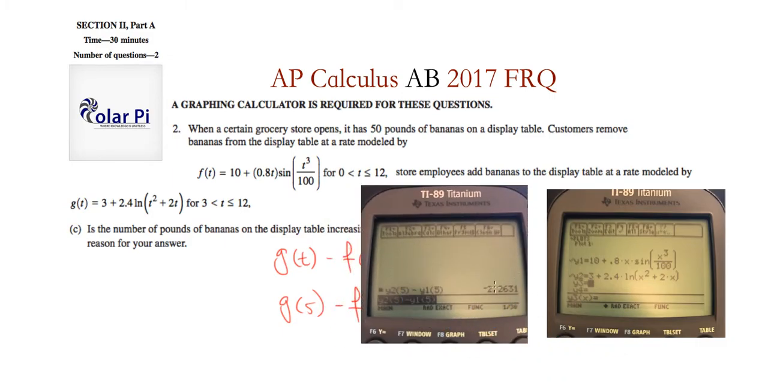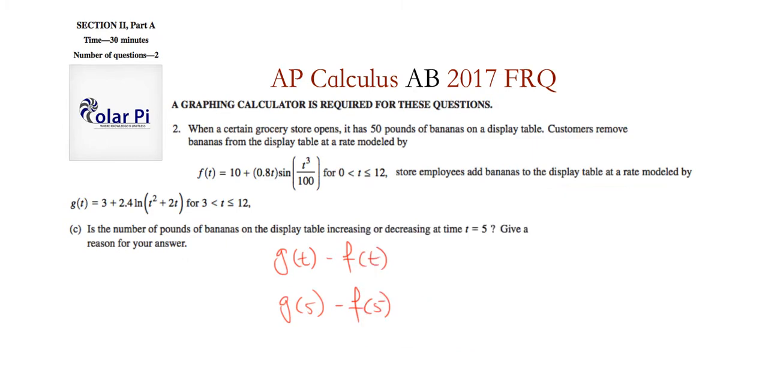And when I do, I get a negative value, and that's the negative value that is g of 5 minus f of 5. So you write that down, this number, and then you say, since it's negative, it means that the number of bananas on display is decreasing. Again, because g of t minus f of t is measuring the net rate of change of bananas. Are bananas being removed or being added? That's what I mean by that. Okay, cool.